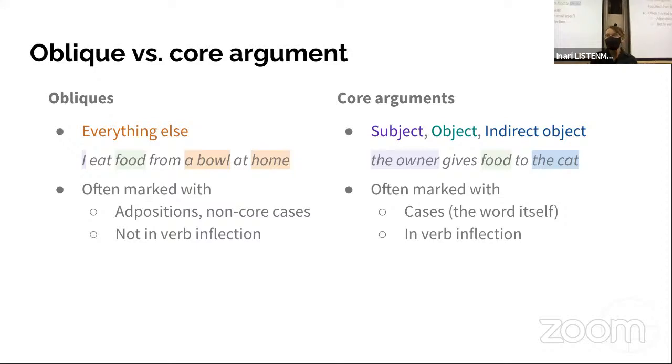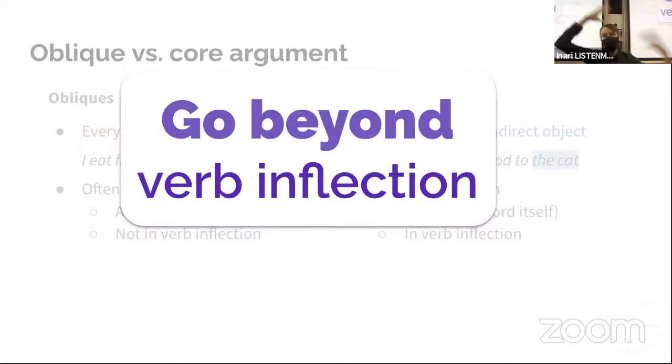If core cases would be nominative, accusative and dative in a language like German, for instance, then non-core cases would be something like locative cases or instrumental cases. It depends on whether your language has these or not, or you can just use prepositions, or both. But the point here is that these are not commonly in the verb inflection. So why am I talking about these if I'm talking about agreement? My thesis is that we are going to go beyond verb inflection.